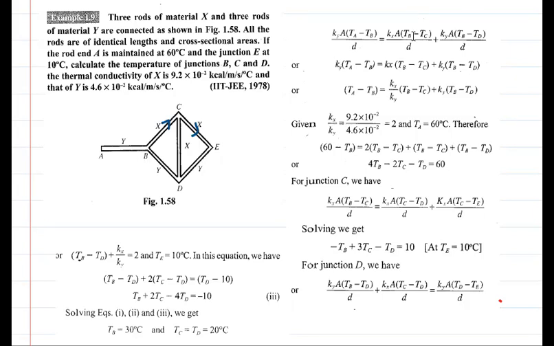At this junction B, let's try to start with junction B. Temperature is 30 and 20, okay? So C and D will be at same temperature as I told you. Let's try to solve step by step. Everyone try to understand, this is a very good problem. So we will start with junction B. At junction B, the current in this should be equal to this plus this. Yes or no?